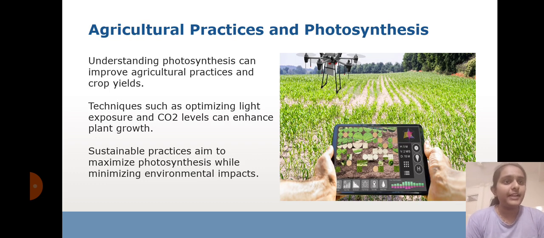Agriculture practices and photosynthesis. Understanding photosynthesis can improve agricultural practices and crop yields. Techniques such as optimizing light exposure and CO2 levels can enhance plant growth. Sustainable practices aim to maximize photosynthesis while minimizing environmental impacts.